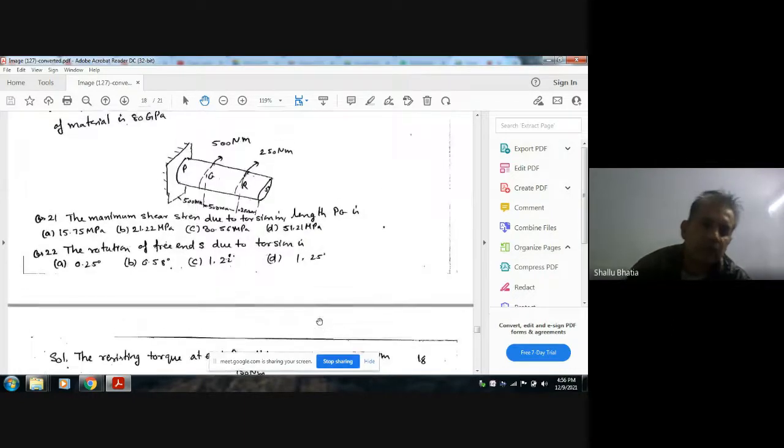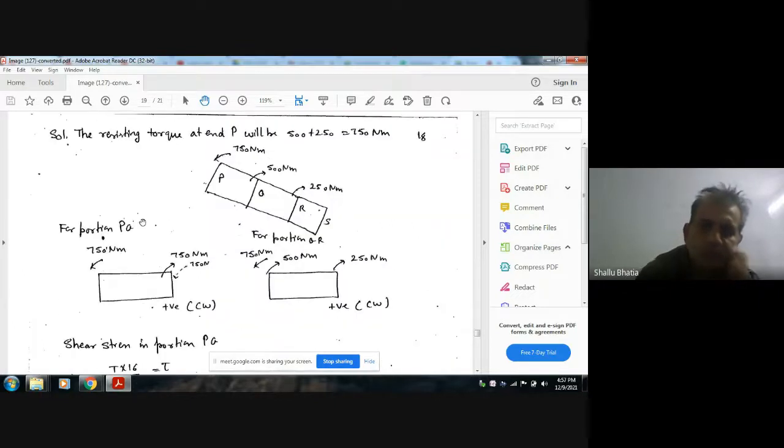Now, first we have to calculate the torque in each portion. Now this is clockwise, this is also clockwise. So the fixing torque will be in opposite direction. That will be equal to the summation of these two, that will be 750. So here 750 anti-clockwise, 500 clockwise, 250 clockwise. So resisting torque will be 750 Newton meters.